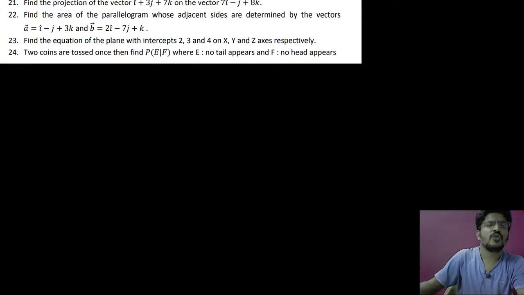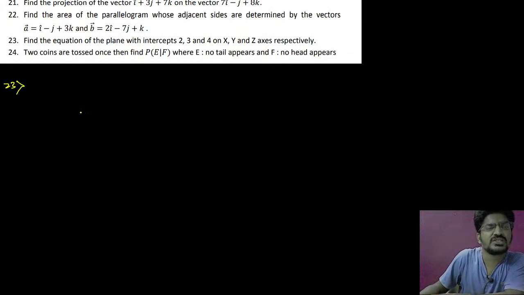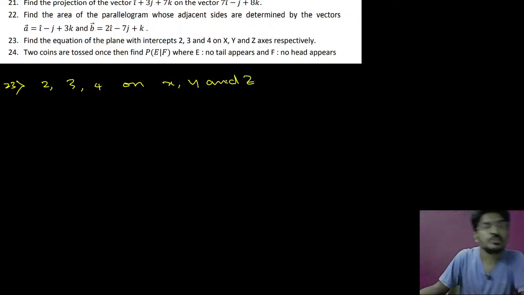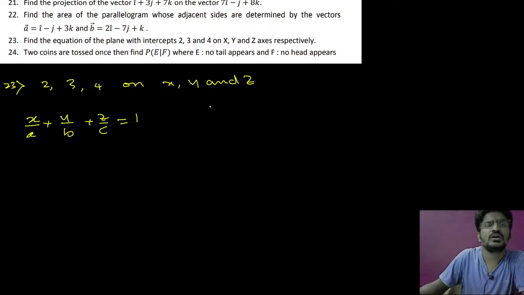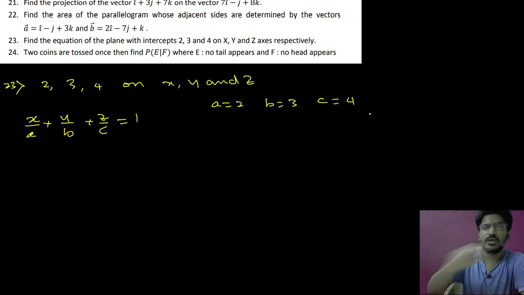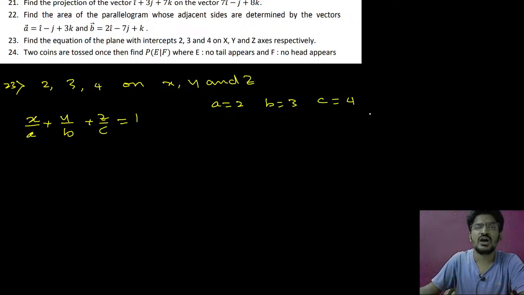So now let us go for problem number 23. Find the equation of the plane with the intercepts 2, 3, 4 on x, y and z axis. So we know that the intercept form of the plane is x by a plus y by b plus z by c equal to 1. So here given that a is 2, b is 3, c is 4, you can use it because 2, 3, 4 are the intercepts of x, y, z.